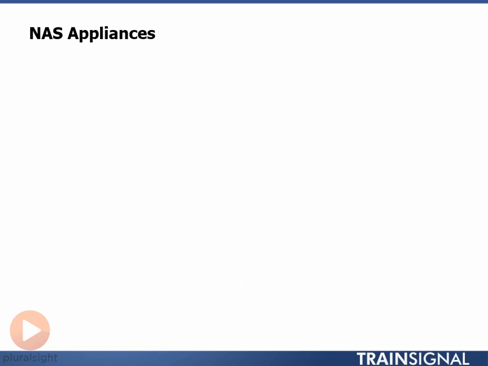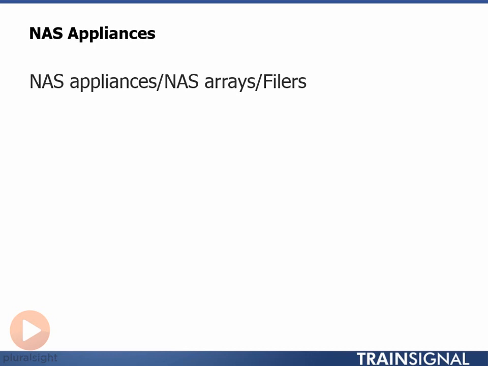A NAS appliance, often called a NAS array or a filer, is a form of storage array, and we cover the common architectures of NAS arrays in the lesson on storage arrays, but we'll still cover off the basics in this lesson. A NAS array is a computer system, but it's one that's built specifically to deliver NAS storage over TCP/IP networks. So, it has its own hardware, CPUs, memory, network ports, hard drives, the lot.